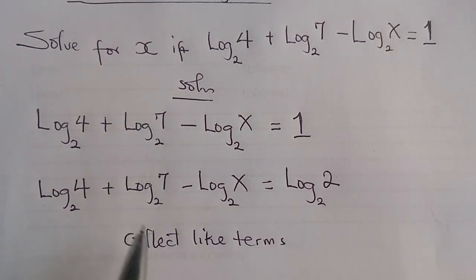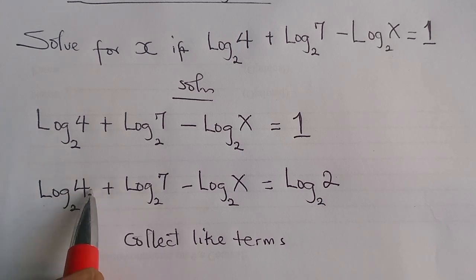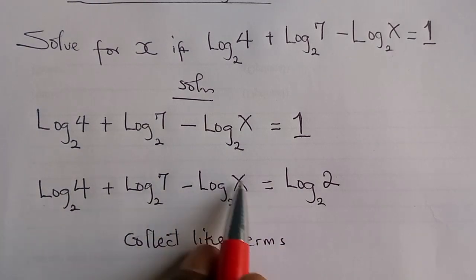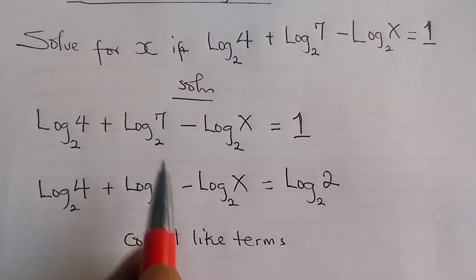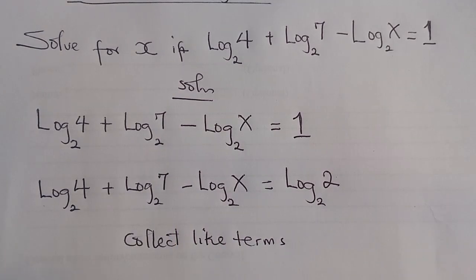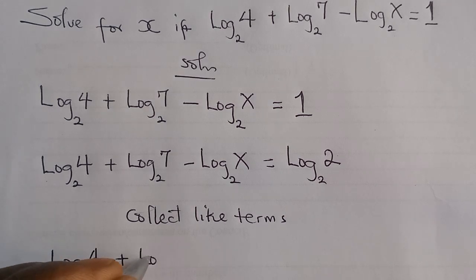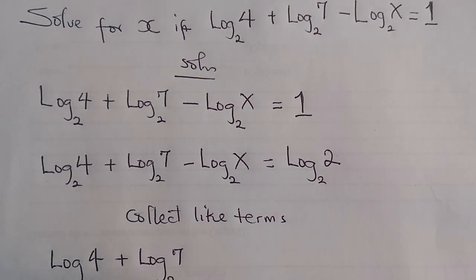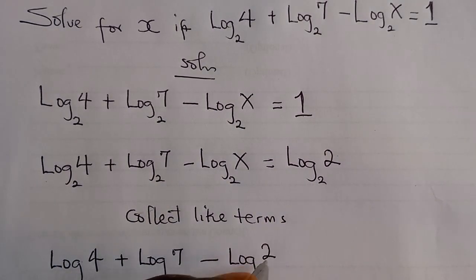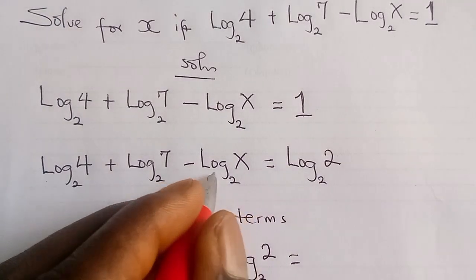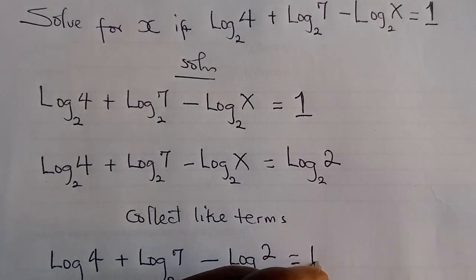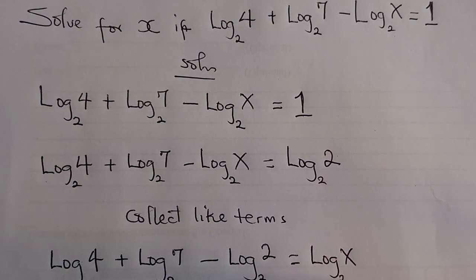If you look closely here, you have log 4, log 7, log 2, whereas you have a variable here, log x. That's why we are asked to find the value of x in that equation. So collecting like terms, we are going to have log 4 to base 2 plus log 7 to base 2 minus log 2 to base 2, and that's equal to log x to base 2, as the log x crosses the equality sign.